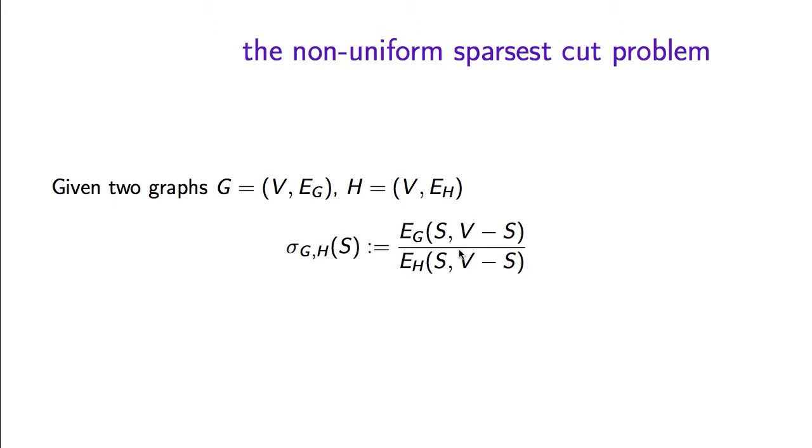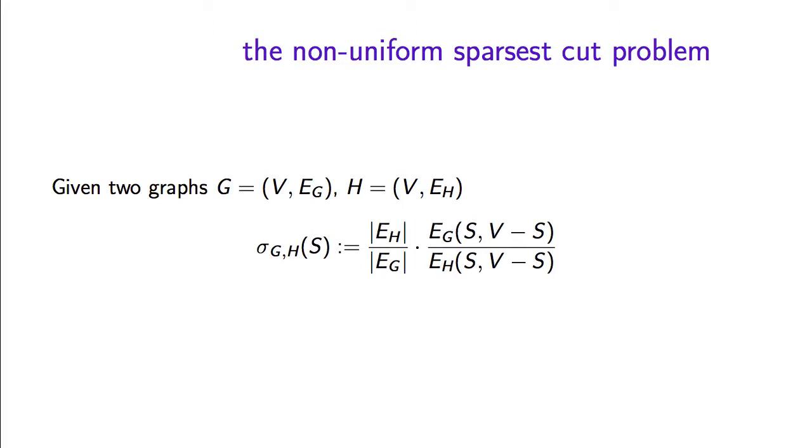But in our course, to maintain consistency with the notions of expansion and conductance and sparsity that we defined in the first couple of lectures, we will use a different normalization, and we will multiply by the ratio of the number of edges of H and the number of edges of G. The problem is also well defined for weighted graphs, in which case this will be the total weight of the edges of H, this will be the total weight of the edges of G. This will be the weight of the edges with one endpoint in S and one endpoint in V minus S for G, and this will be the weight in H of those edges.